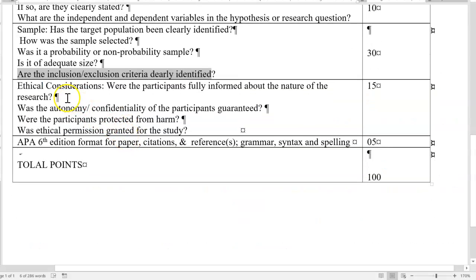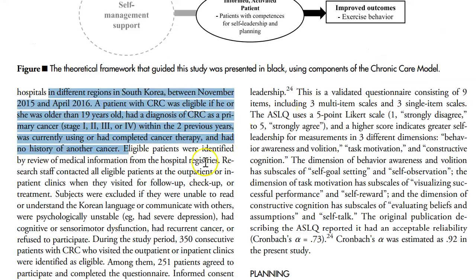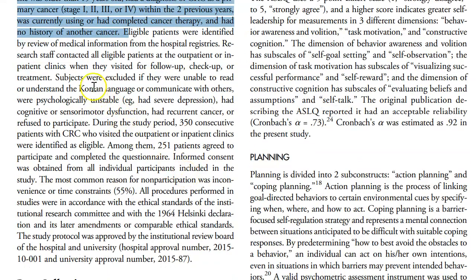All right, next we have ethical considerations. Were the study participants fully informed about the nature of the research? So we see here that they did informed consent.